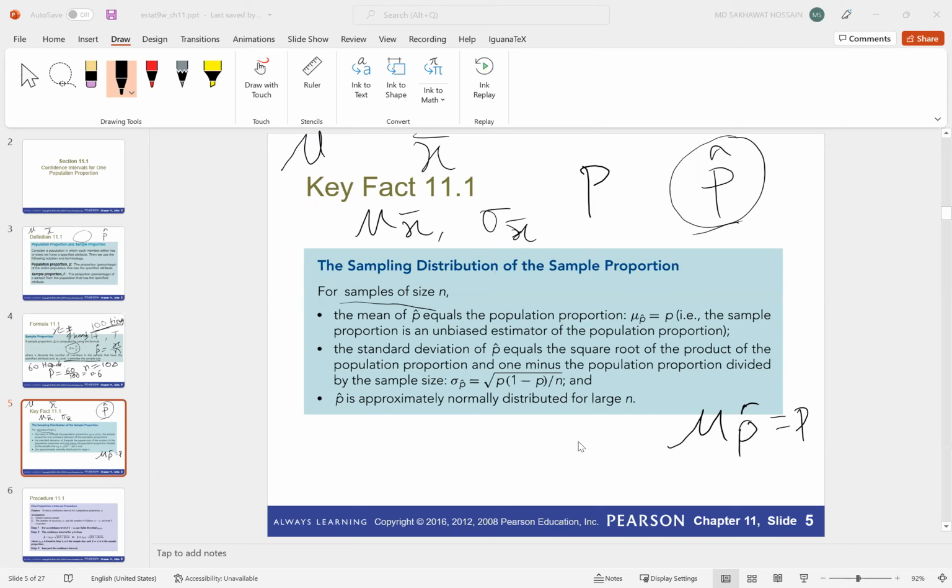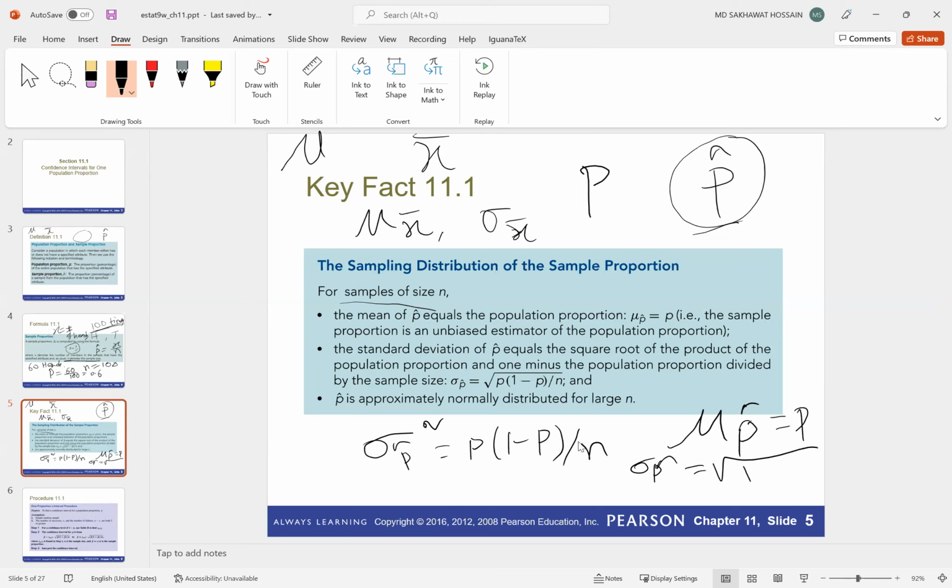So the mean of p hat is p, and we also need to know the standard deviation of p hat. The notation is sigma p hat, and the variance is p times 1 minus p over n. So the standard deviation will be the square root of this: sigma p hat is the square root of p times 1 minus p over n.